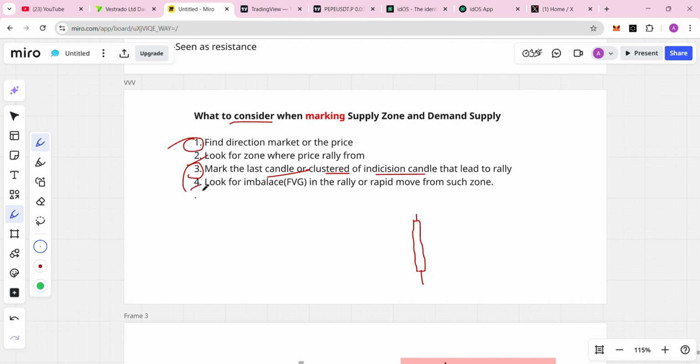Then number four thing that you need to consider is the imbalance, the fair value gap. So we know these places that the market moves rapidly from, the market moves along with a fair value gap behind. You understand? So this fair value gap shows you that there is strength on that zone, and the moment price returns to that zone again, it will likely sell or buy. You understand? As the case may be.